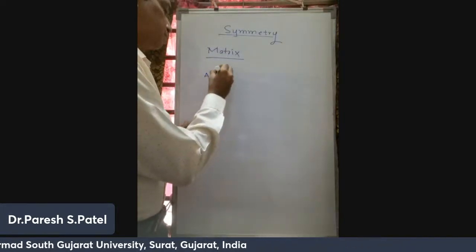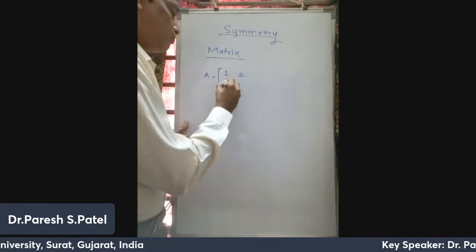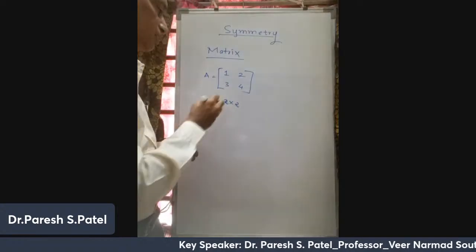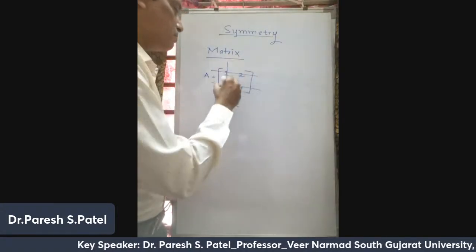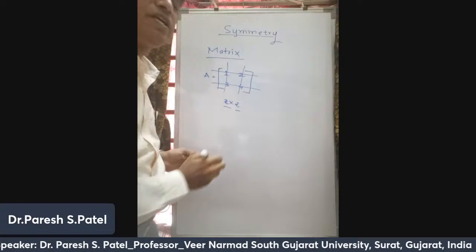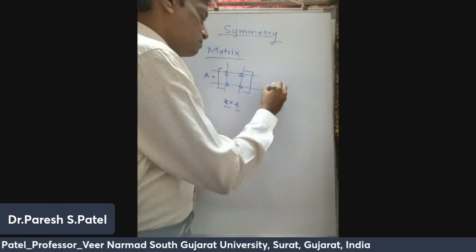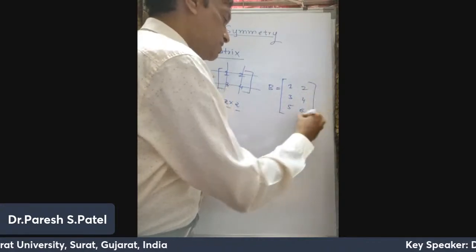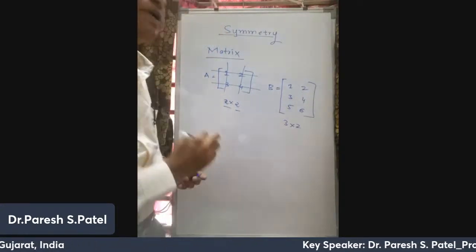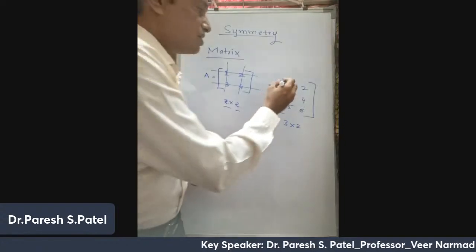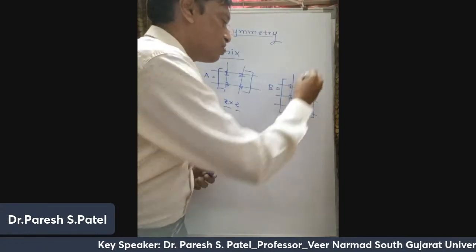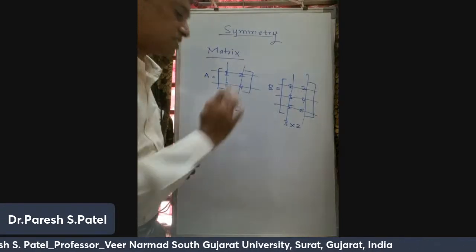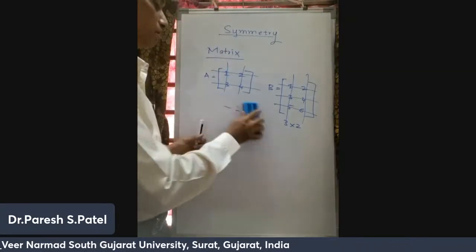A is equal to 1, 2, 3, 4. This is known as a 2 by 2 matrix. Why a 2 by 2 matrix? Here, the number of rows is equal to 2 and the number of columns is equal to 2. So this can be represented as a 2 by 2 matrix. B is equal to 1, 2, 3, 4, 5, 6. This can be represented as a 3 by 2 matrix. The dimension of this matrix is 3 by 2. Why? Here, the number of rows is equal to 3 and the number of columns is equal to, sorry, 2. So this can be represented as a 3 by 2 matrix.